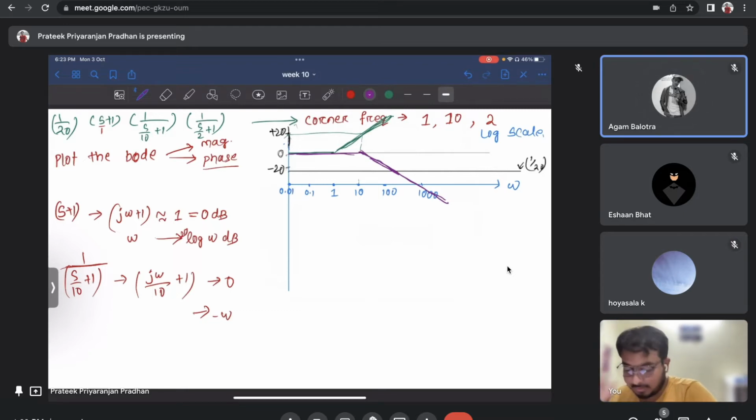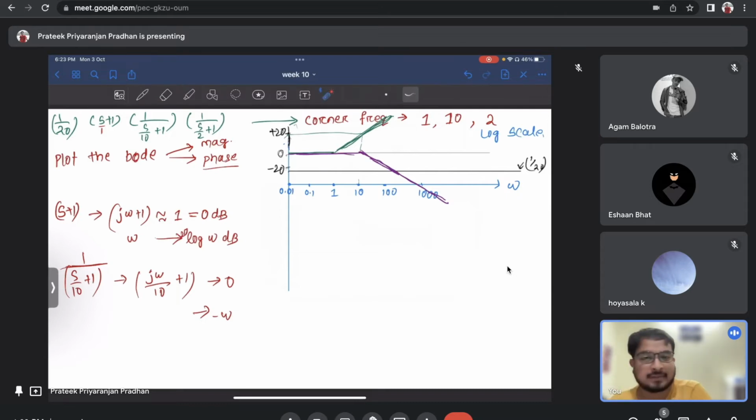So what I am doing is, I have factorized the transfer function into four parts: this part, this part, this part, and this part. I am individually plotting the magnitude plot for all of these. For this part, it is a constant minus 26 dB. It doesn't change irrespective of frequency. At 0 frequency also, this is 1 by 20, and at 1000 kilohertz also, it isn't affected by any frequency.